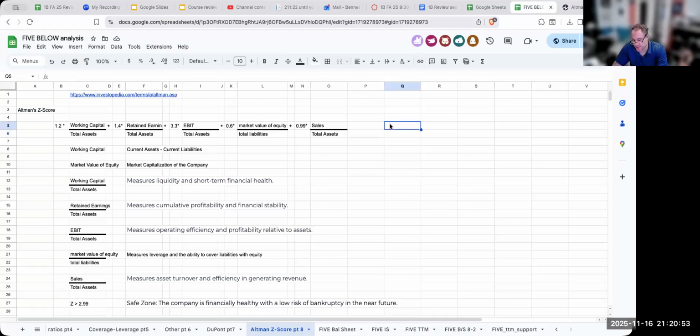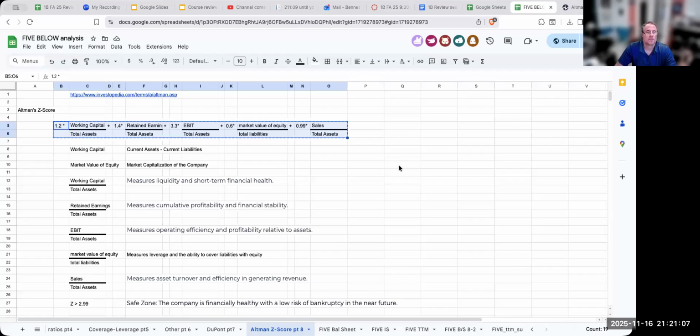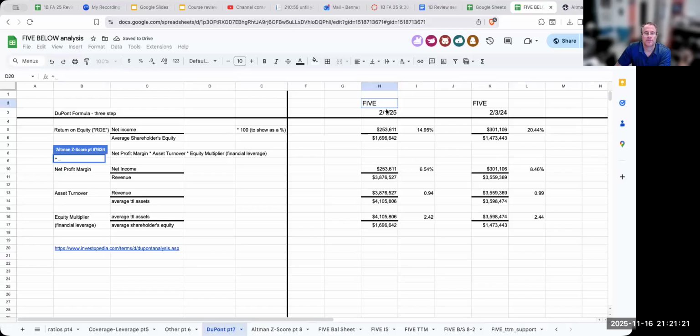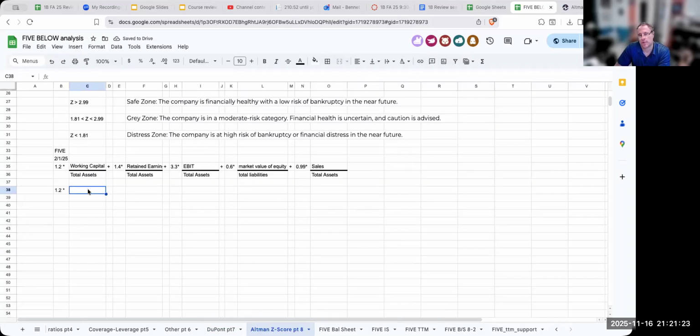The first thing I'm being asked to do is the first component for 5 Below, which is my working capital. I'll make this a little bit nice and give ourselves a little bit of room. We'll put here 1.2 and label this as 5 Below as of 2/1/25. If we were doing this live, I would run it on the most recent financial statements, but we'll just do it for the year end to make your lives a little bit easier.